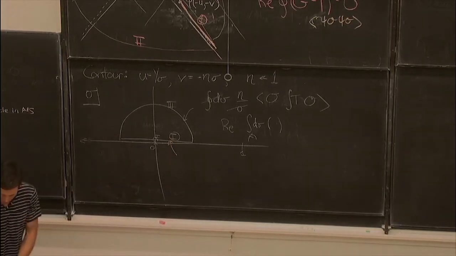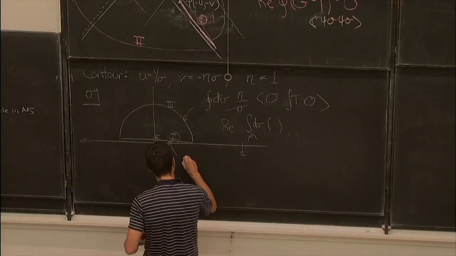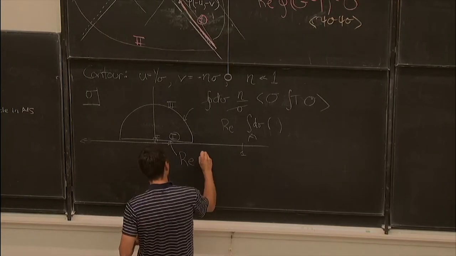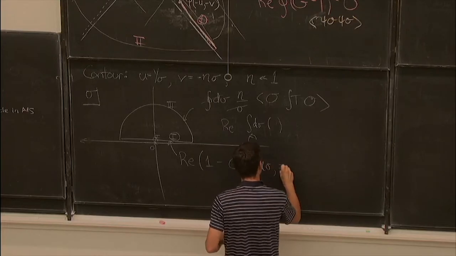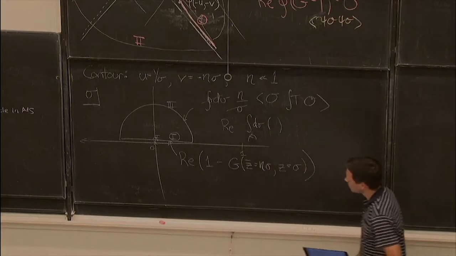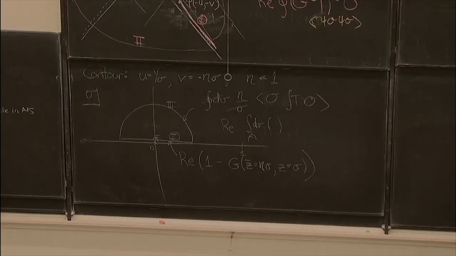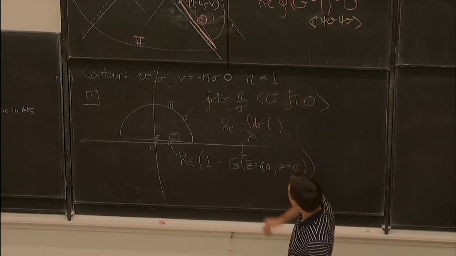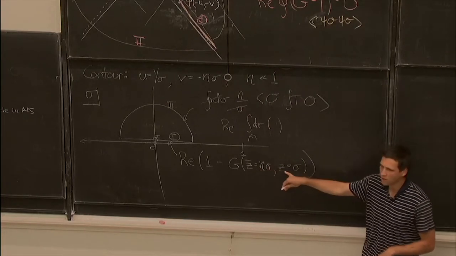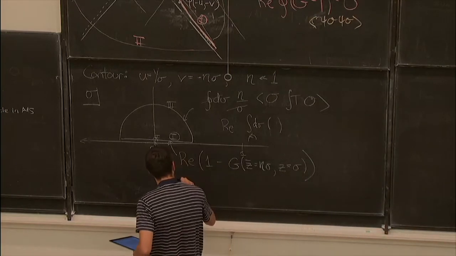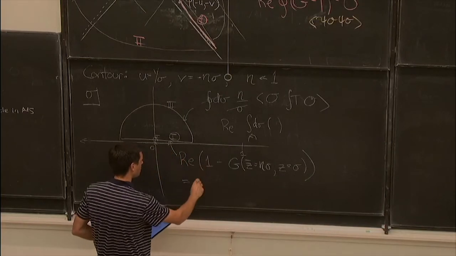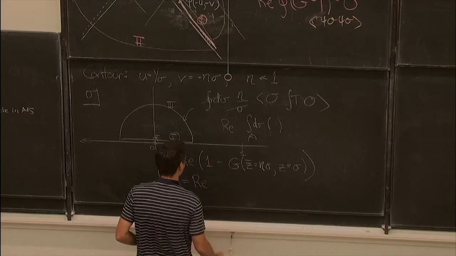On this piece of the contour, I'm going to rewrite this in terms of the double discontinuity. So the integrand on this piece of the contour is the real part of 1 minus g. So I've now told you what the conformal cross ratios are in this situation. I never talked about the conformal cross ratios before. I was just talking about this in space-time language, but the conformal cross ratios are just z bar equals eta sigma and z equals sigma. Now, this 1 minus g, we can rewrite as a commutator.